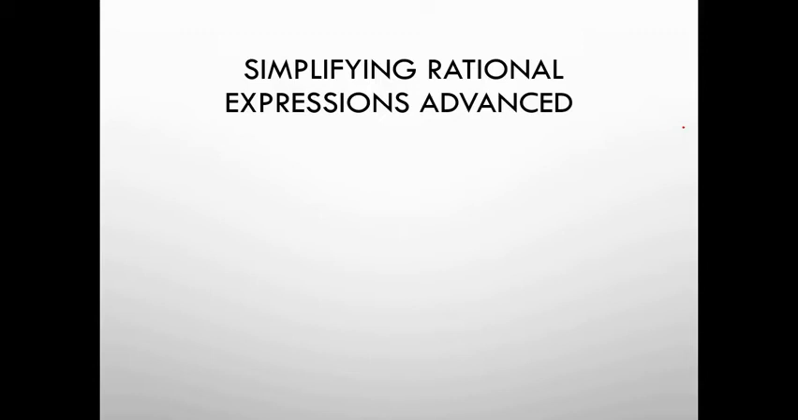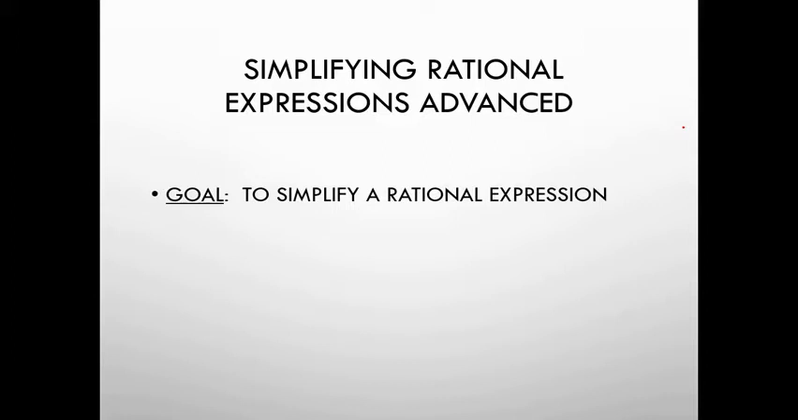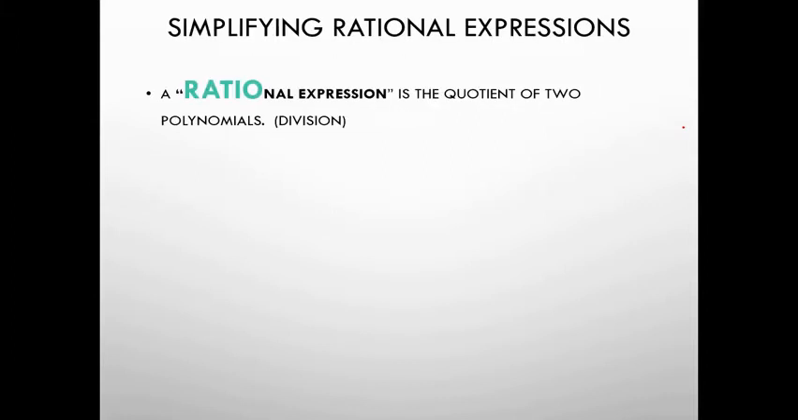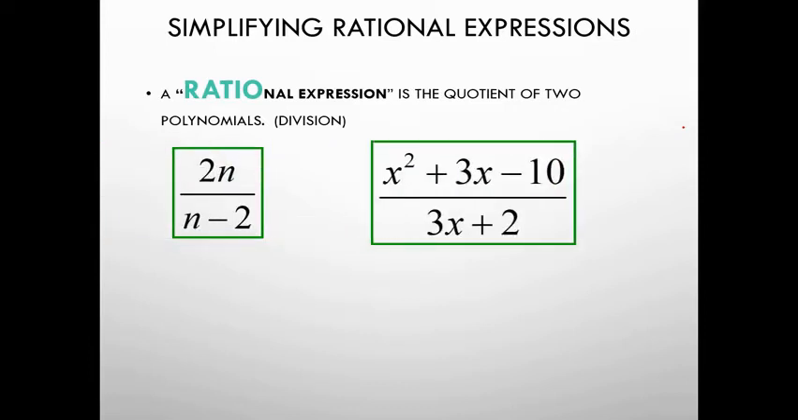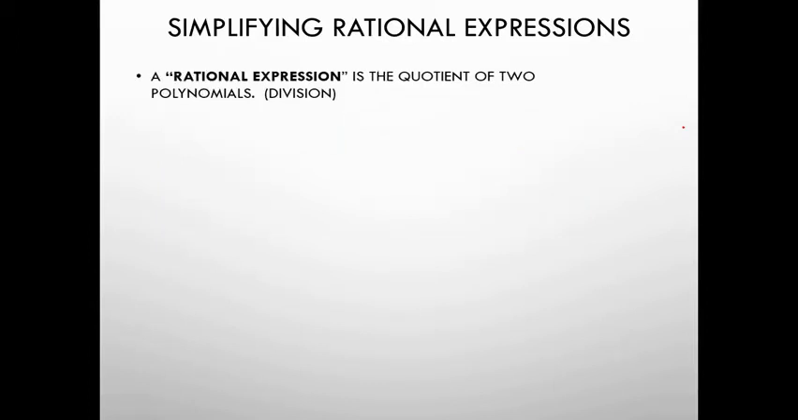Simplifying Rational Expressions, Advanced. Our goal is to simplify a rational expression. A rational expression is the quotient of two polynomials, in other words, division. Examples are 2n divided by n minus 2, or x squared plus 3x minus 10 divided by 3x plus 2.